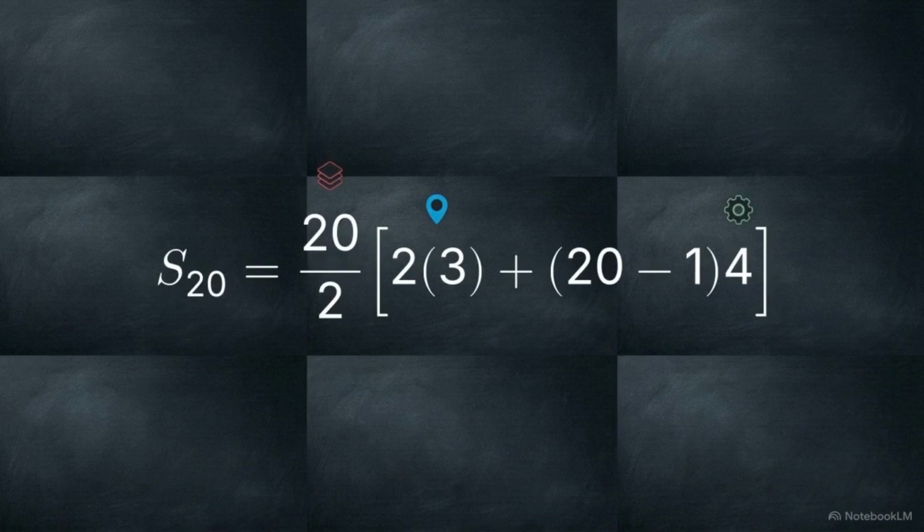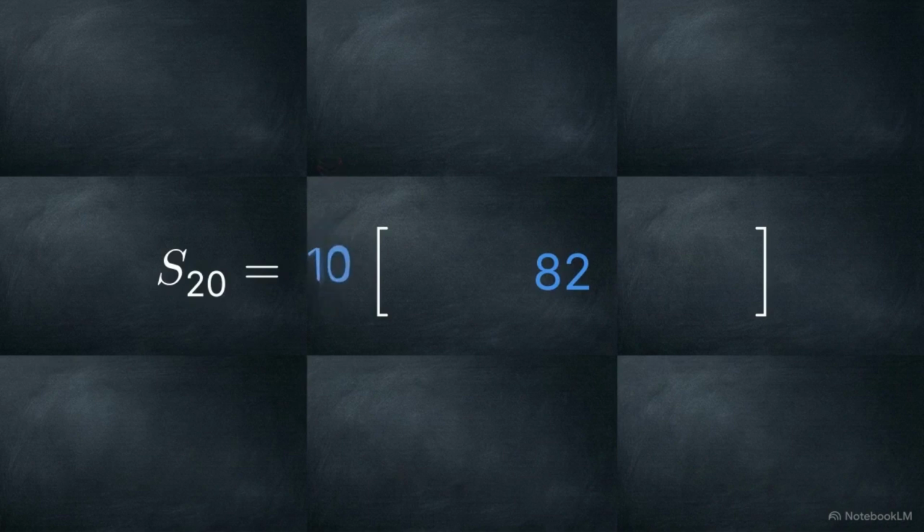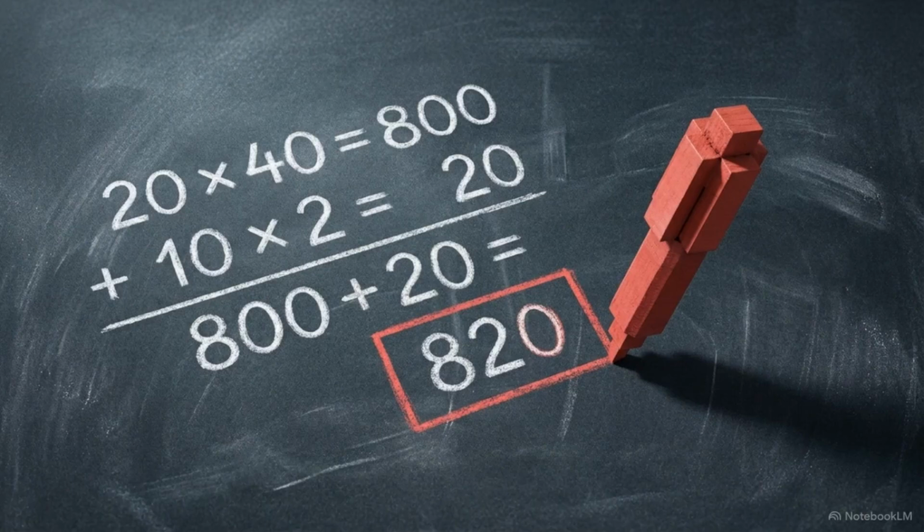We substitute these values into their corresponding positions in the equation. Following the order of operations, we simplify the innermost bracket first. We subtract 1 from our 20 terms to get 19, then multiply that by our difference of 4, resulting in 76. We then complete the work inside the main bracket. 6 plus 76 equals 82. Finally, we multiply that by our halved term count, which is 10, to reach a total of 820. Moving step by step from the inside out ensures the calculation remains accurate and easy to manage.